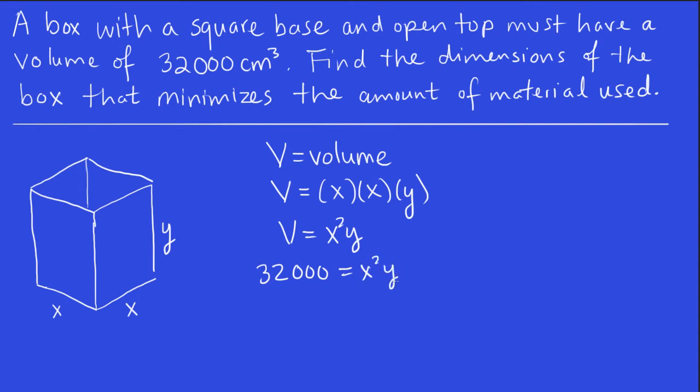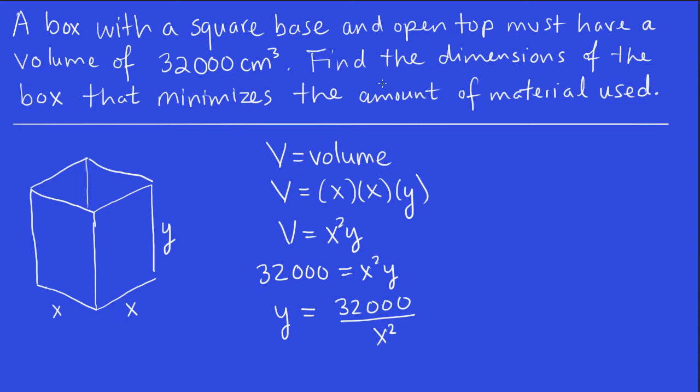And you know, usually with optimization problems, you want to eliminate one of the variables. So why don't we eliminate y or solve for y? So that means y is equal to 32,000 over x squared. Okay, so we're going to need this later.